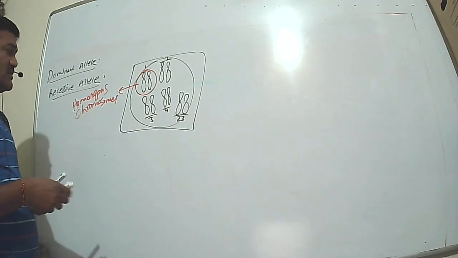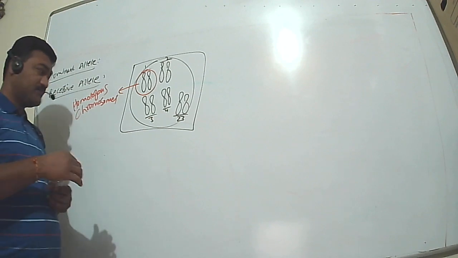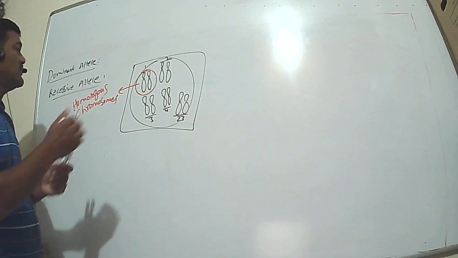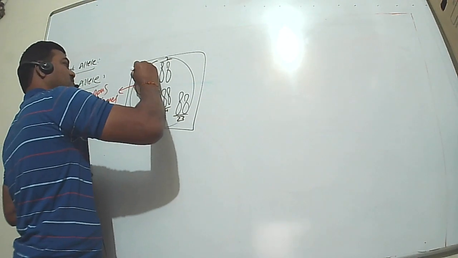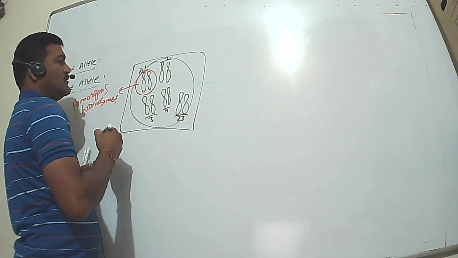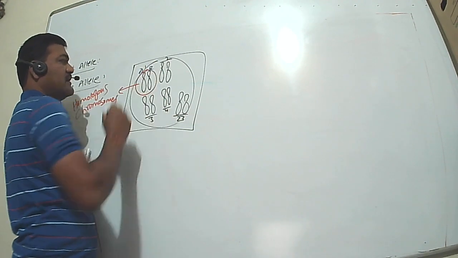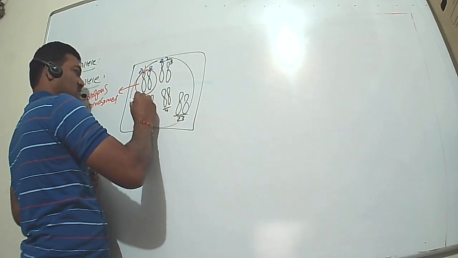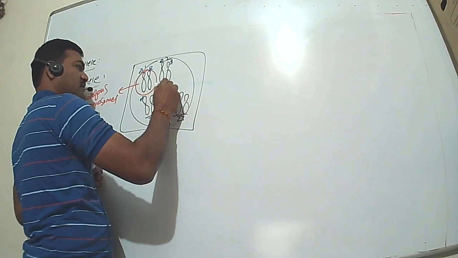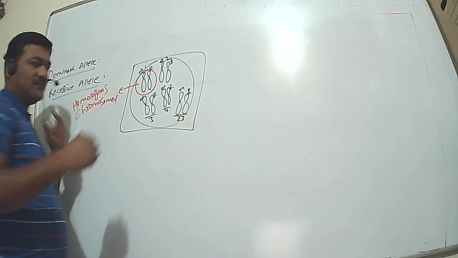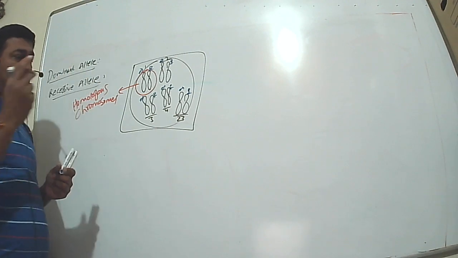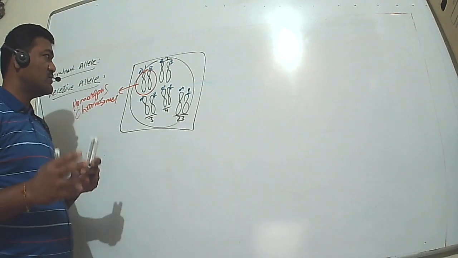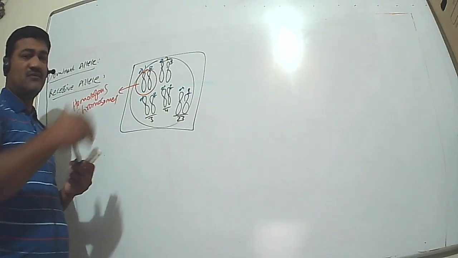And in each homologous pair, there is one chromosome which comes from the father, which is called the paternal chromosome. One comes from the mother, which is called the maternal chromosome. Similarly, in every homologous pair, one is paternal and one is maternal. So every pair is called a homologous pair or homologous chromosomes, which has two chromosomes. One comes from the father, one comes from the mother.